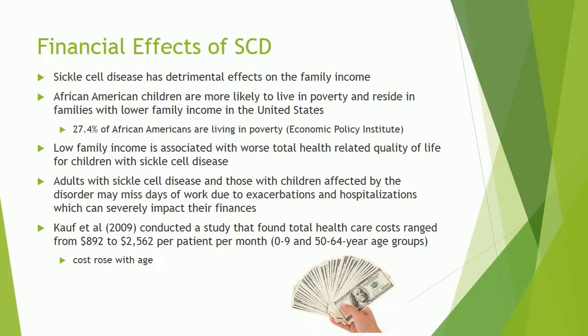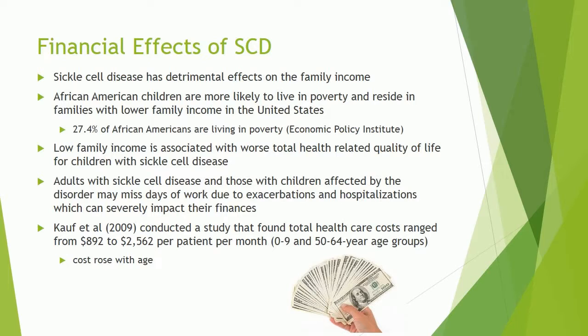Sickle cell disease has detrimental effects on the family income. African American children are more likely to live in poverty and reside in families with lower family income in the United States, with 27.4% of African Americans living in poverty. Low family income is associated with worse total health-related quality of life for children with sickle cell disease.